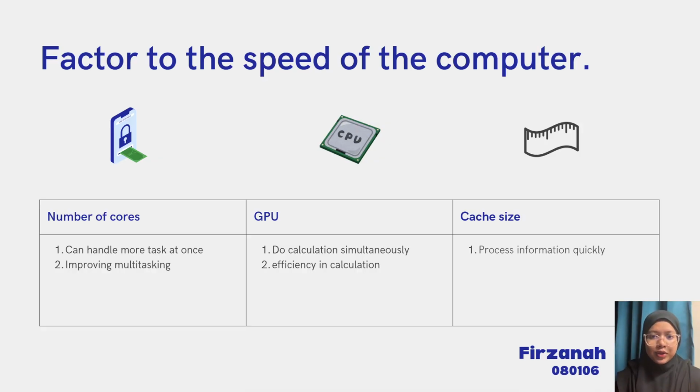Factors to the speed of the computer. First, number of cores. A large number of cores can handle more tasks at once. That means improving multitasking. Next is GPU. A powerful GPU can do many calculations at the same time and increase efficiency in tasks that require calculation. Lastly, cache size. A large cache size can process information quickly because it stores a large amount of data.